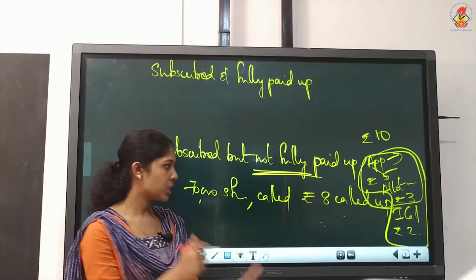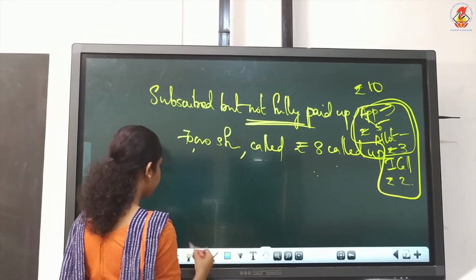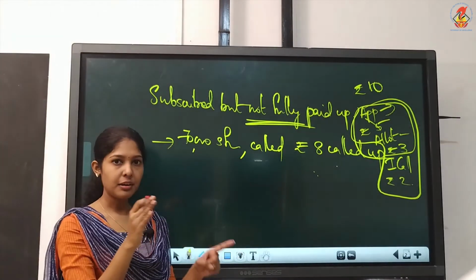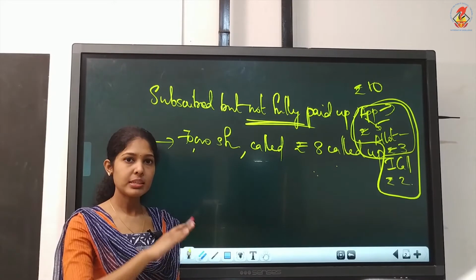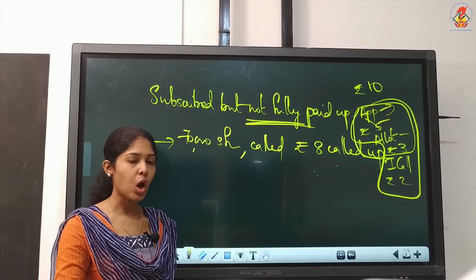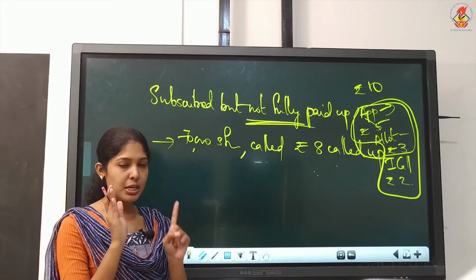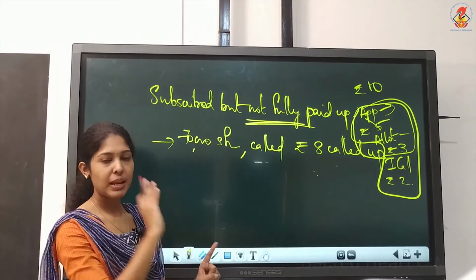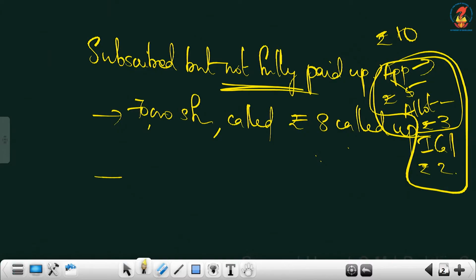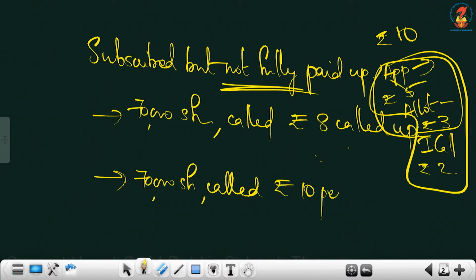That is one situation. The second situation is, this is not related to this question. In this question, they have fully paid. Entire 10 we called, entire 10 the public paid. It is the fully paid up category. I am just explaining the not fully paid up category. Okay, second situation under not fully paid up. They subscribed 70,000 shares. The company called rupees 10 per share, I mean the entire face value the company called, but the public didn't pay the last call.